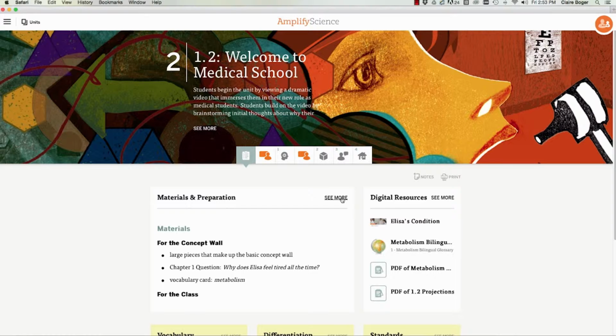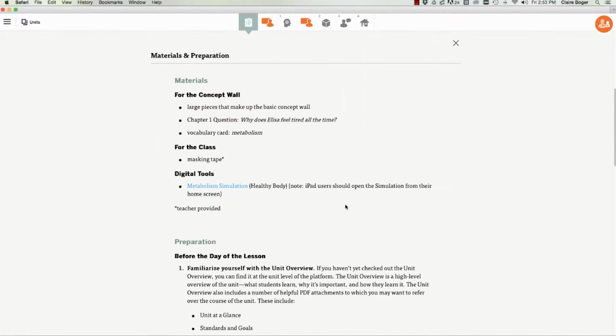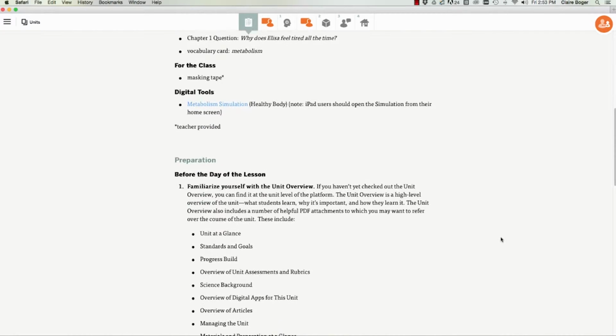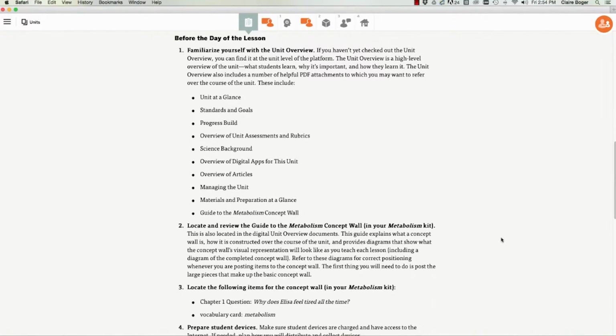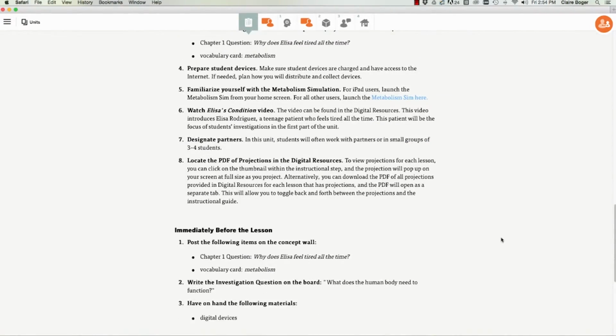We're now presented with the lesson brief. Each lesson in our courses has a lesson brief that contains information about how to prepare for class, as well as information on the materials you'll need for that lesson. We'll select See More next to Materials and Preparation to view the details of the lesson brief. Here's a checklist of how to prepare for your lesson. It includes what you should do before the day of the lesson, what you should do just prior to beginning class, and what you should do between classes.